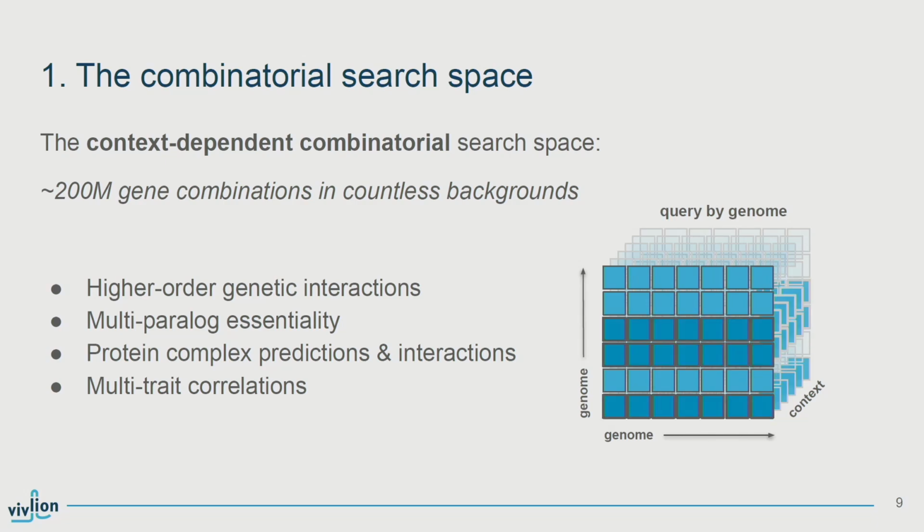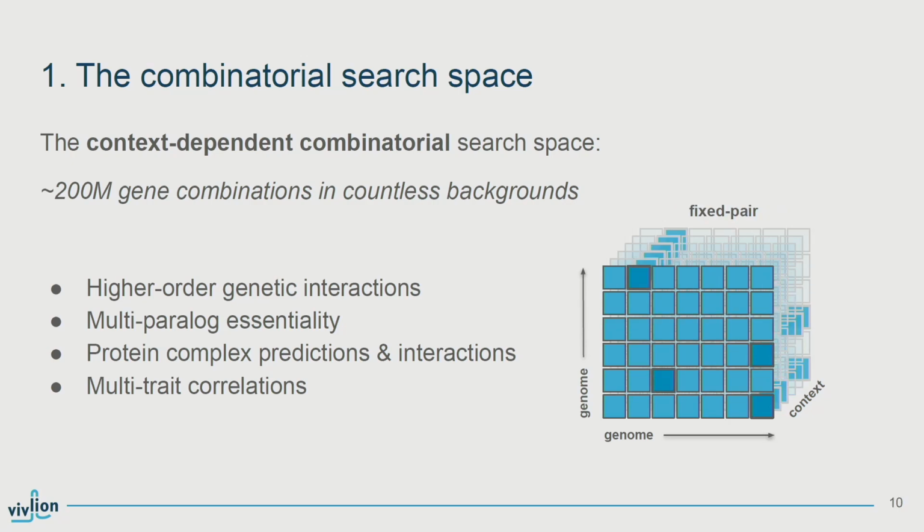So genome by genome, I said, is too large to handle. But one can do query by genome. So one picks out maybe 10, maybe 20, maybe 50, maybe even 100 genes, generates a combinatorial library against the genome. That is a feasible experiment. But still, very large. So how can we further narrow this down?